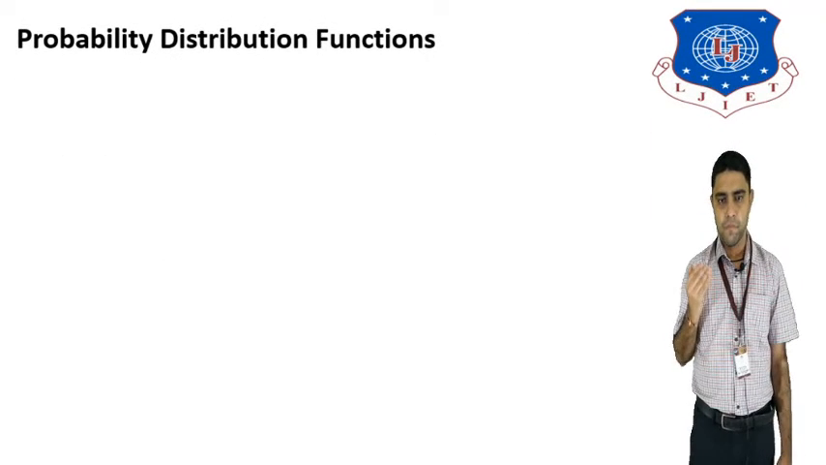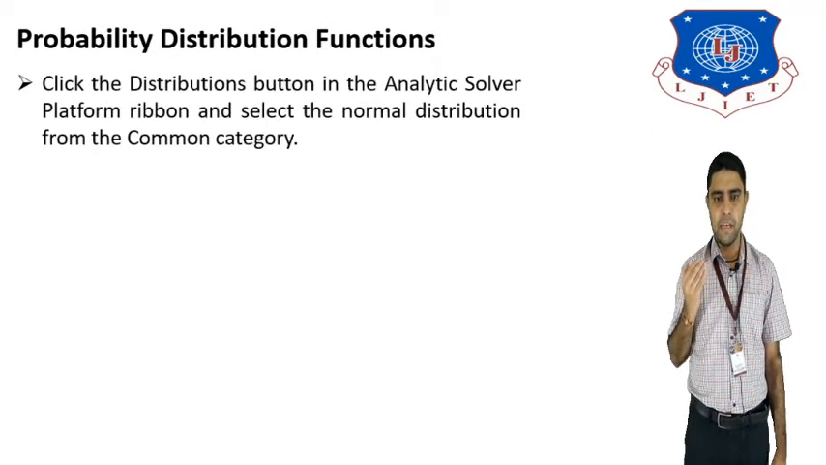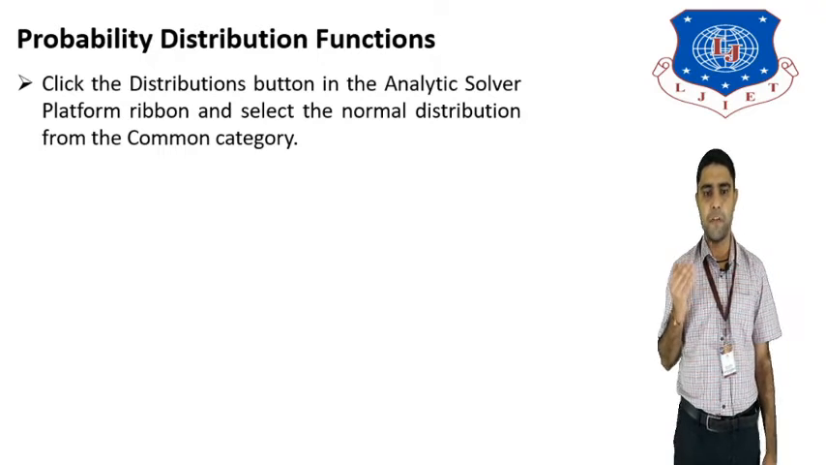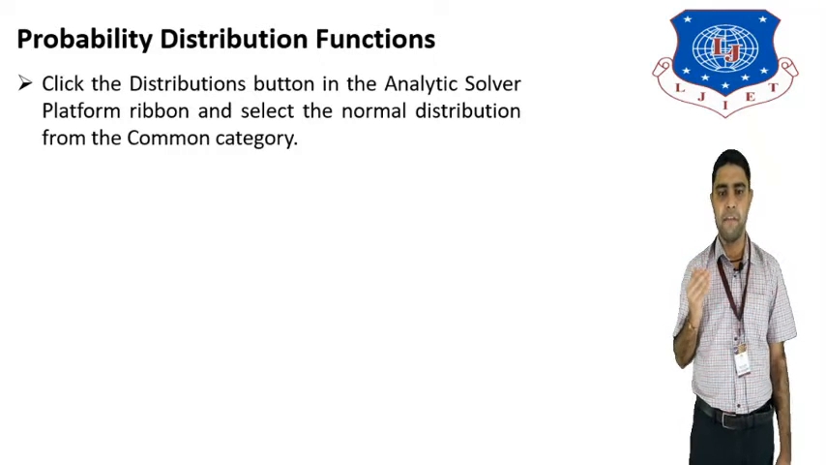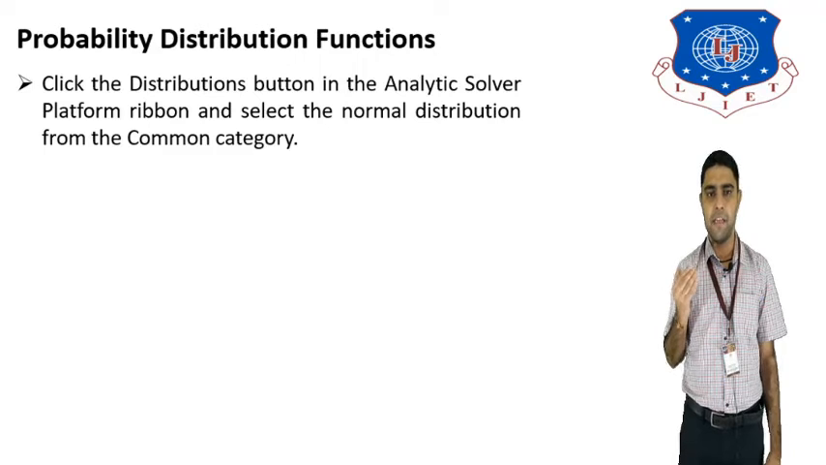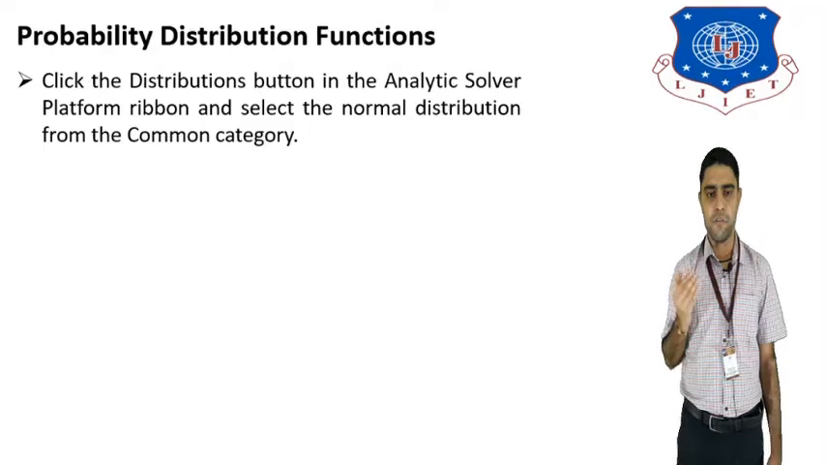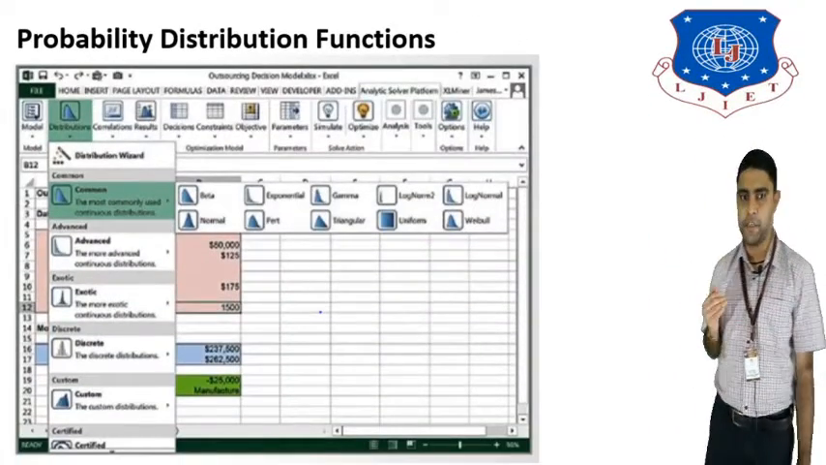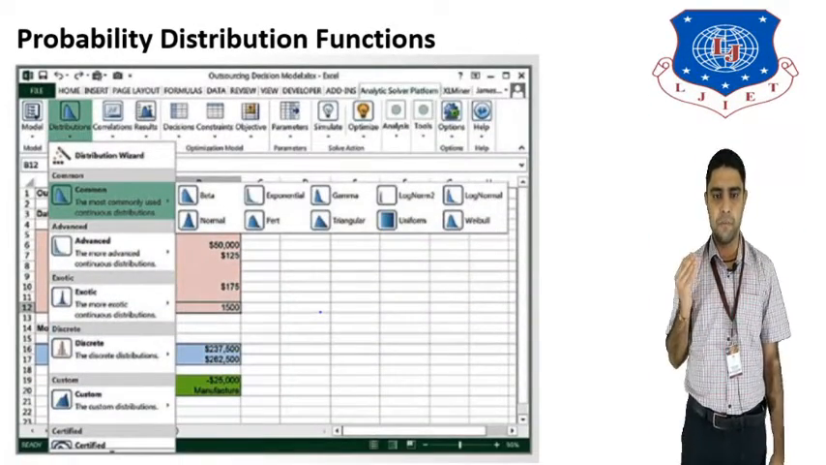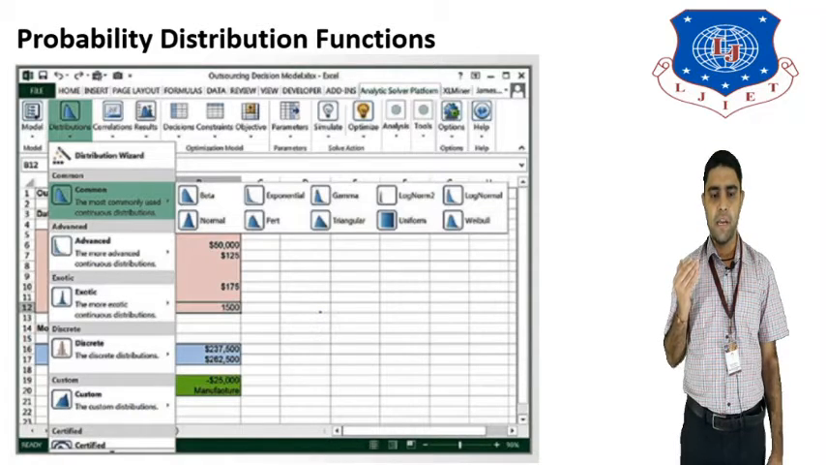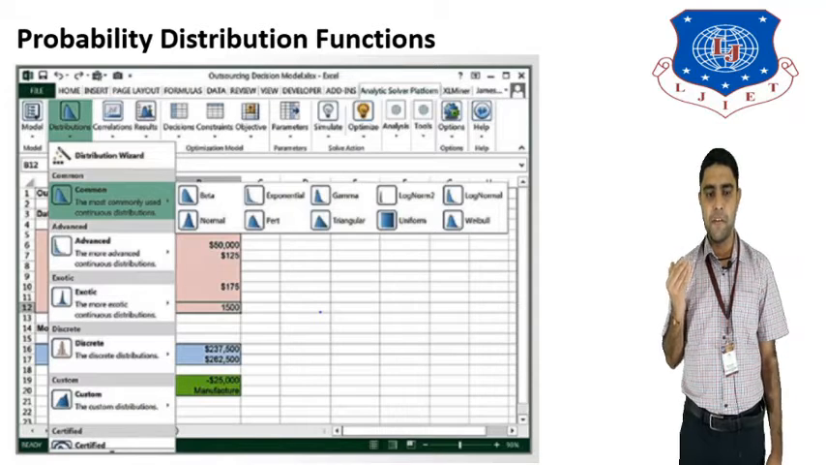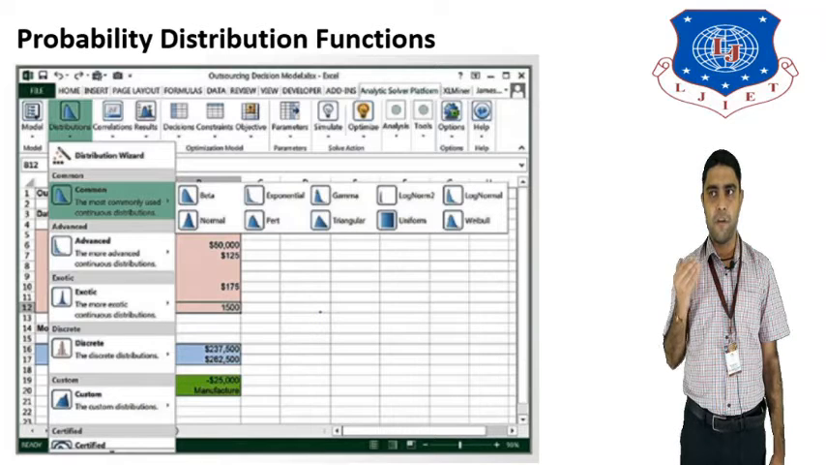In the Analytic Solver Platform, we first click the Distribution button, and then we select which type of distribution we want in the common category, like normal distribution or binomial distribution, which is shown in the figure of the probability distribution. First we click the Distribution tab in the Analytic Solver Platform, and after that we select the common category, where we select the normal distribution or the binomial distribution.